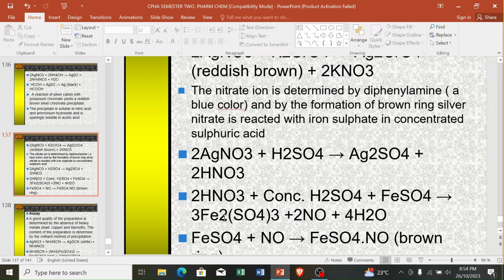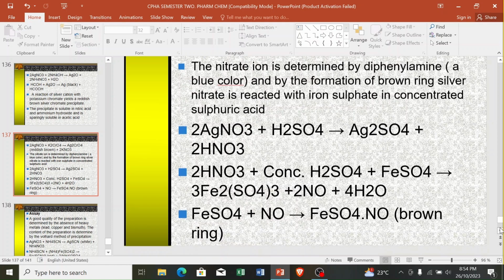This iron 3 sulfate, we find that we have oxidized iron 2 to iron 3, and then we have nitrogen monoxide and water. So more of the iron 2 sulfate will combine with the nitrogen monoxide in solution. We see that this will be in excess.